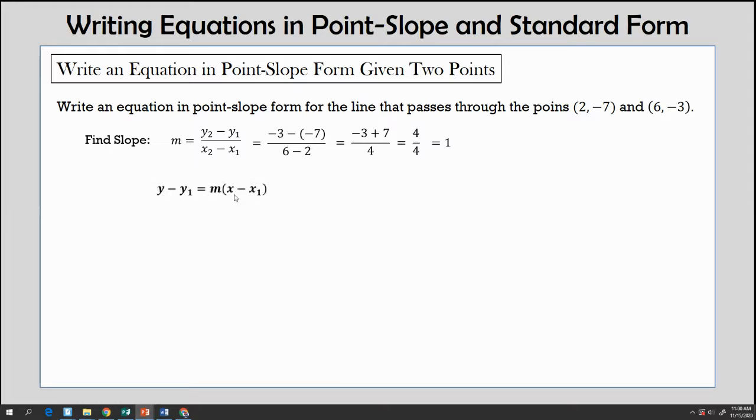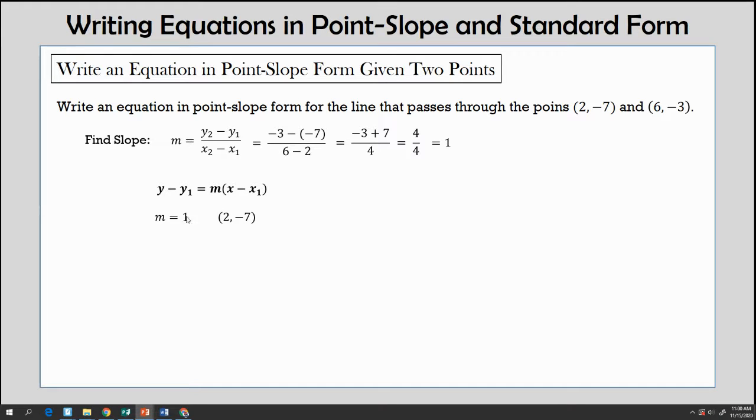So at this point, we're ready to write our point slope formula. We take this slope and either of these 2 points. It doesn't matter which one you choose, and I'll show you this in a bit. You're going to be able to write the equation that way. So I'm going to start by choosing slope of 1, and I'm going to choose the point 2, negative 7.